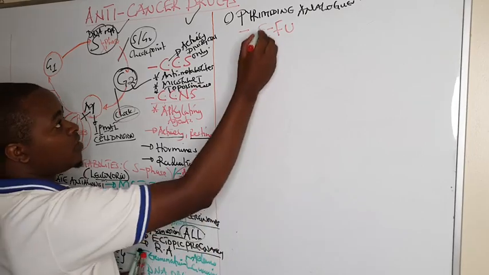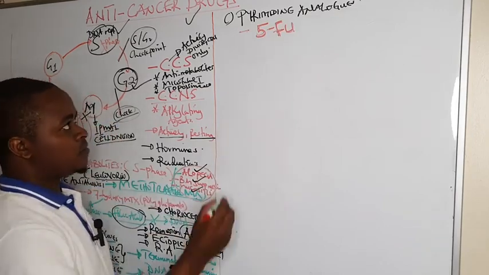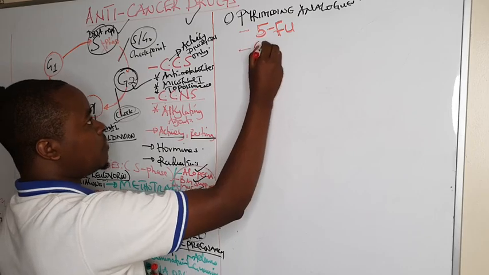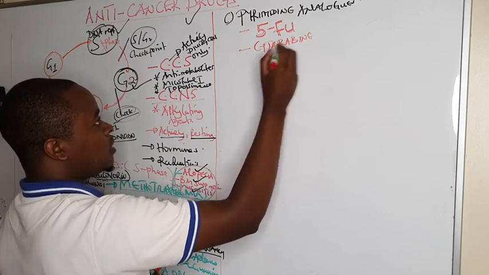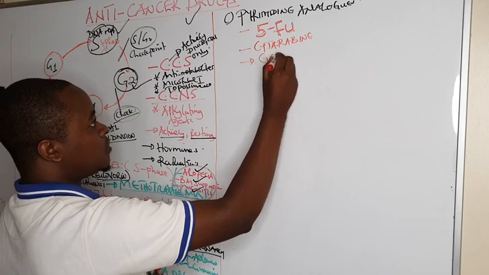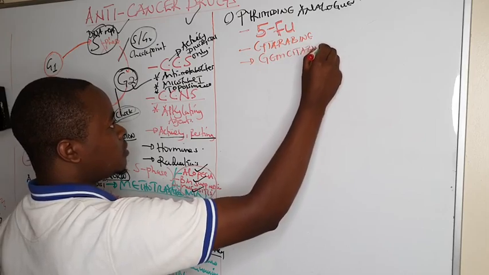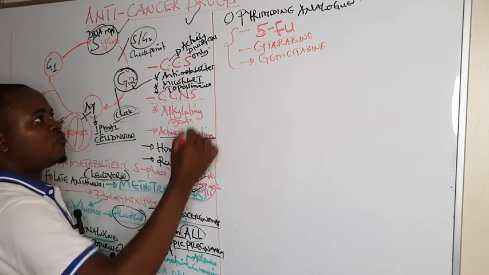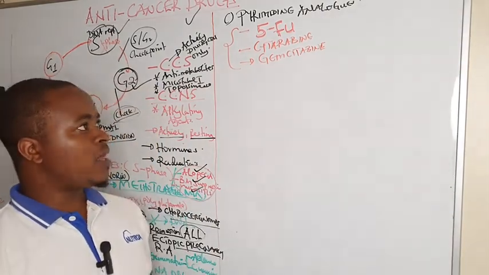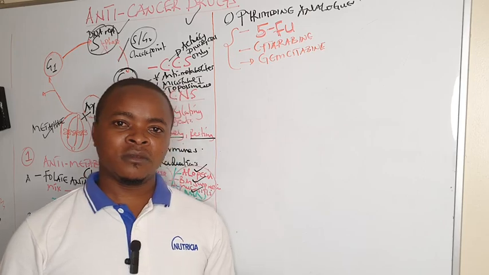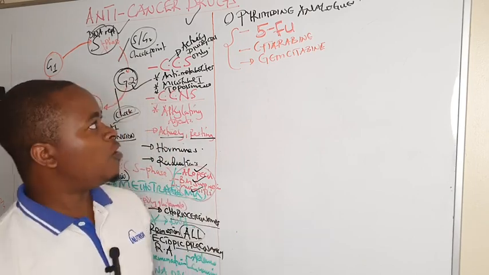We shall have drugs like 5-fluorouracil, cytarabine, and gemcitabine. So these are the major three drugs which are under pyrimidine analogs, which inhibit synthesis of pyrimidines like uracil, cytosine, and thymine. And how do they do this?